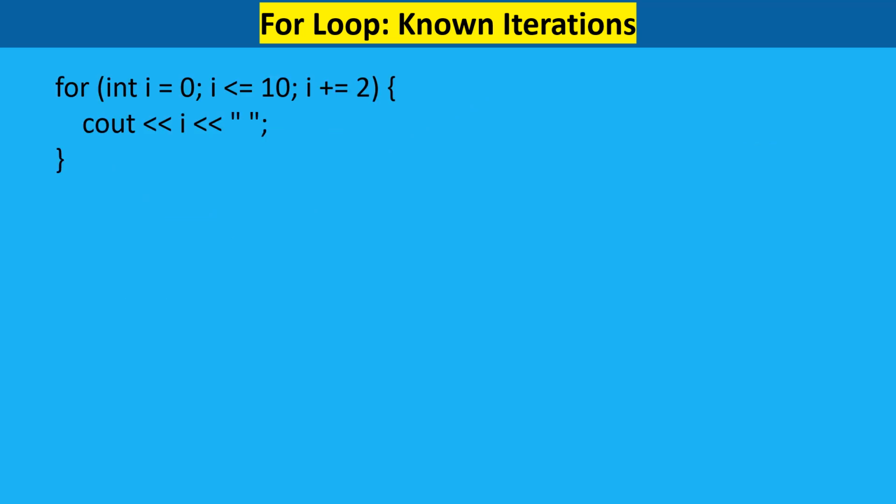Okay, another program. Int i: the loop starts with i equal to 0, and then the loop executes while i is less than or equal to 10, and then the value of i is increased by 2 after every iteration. So what would be the answer? The output displays even numbers from 0 to 10.